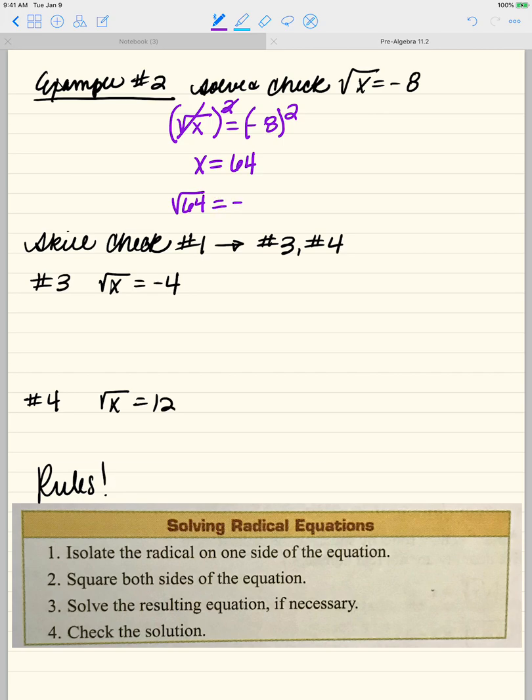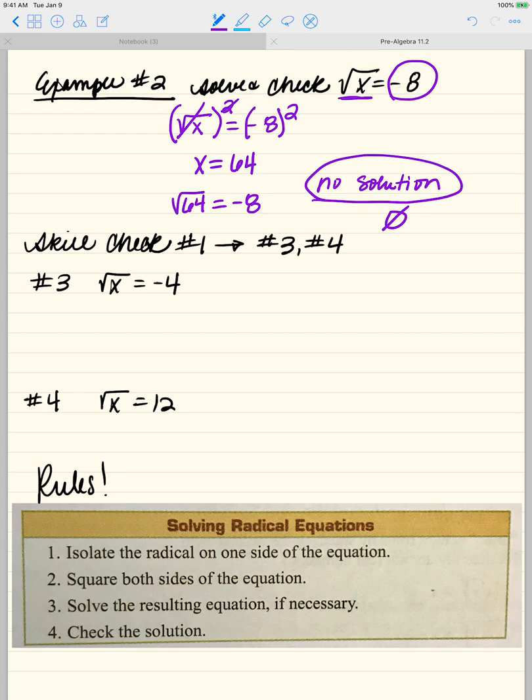Is the square root of 64 negative 8? No, there is no number that can make this true at all. Nothing can make this true. I can't take the square root of anything and get a negative. So there is no solution to this problem. So if you're given a homework problem like this, you have to write no solution or empty set. Okay, you have to write something like that.